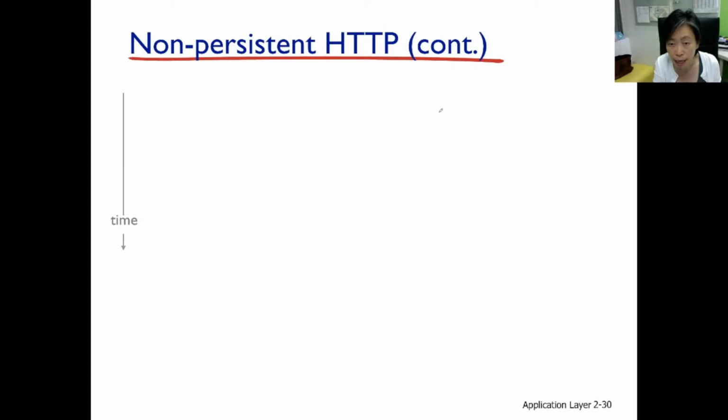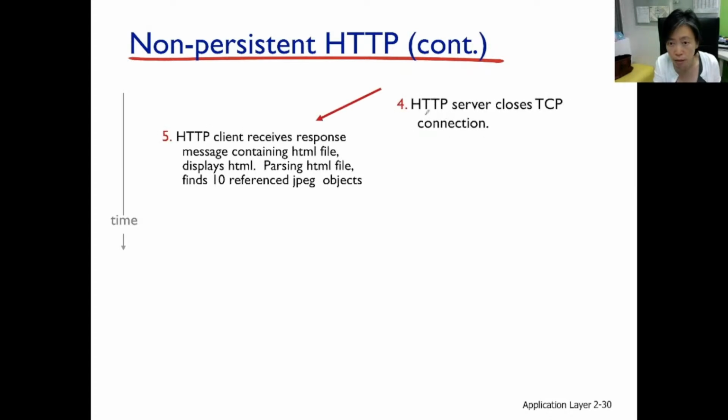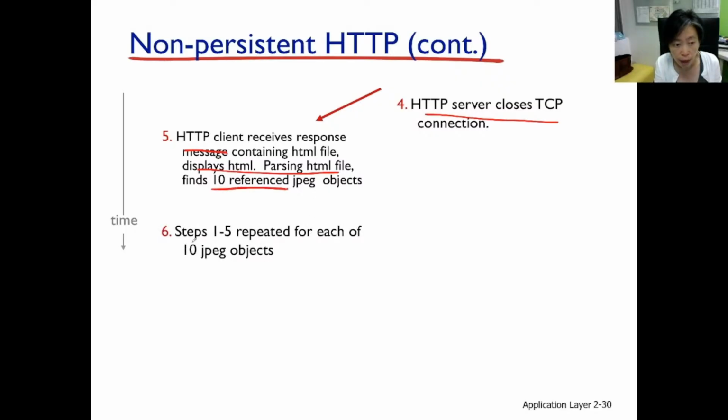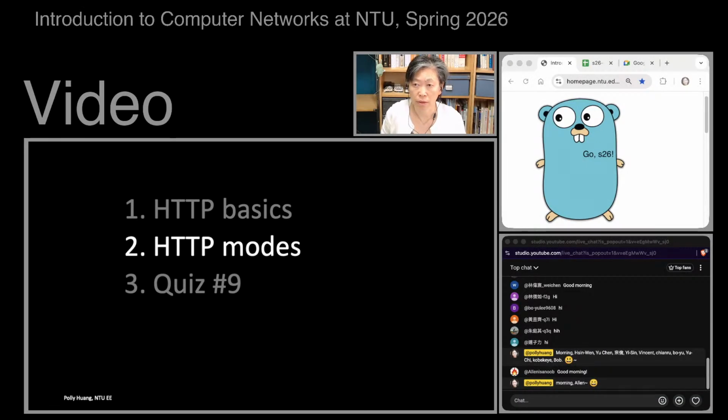Now, immediately after the response is sent, the server closes the TCP connection. HTTP client here receives the response, parses the HTML file and displays it. And in that process, it's discovered that there are 10 more reference objects to download. And the client then will repeat step 1 to 5 again and again and again, 10 times until all 10 objects are downloaded. All right, so you see there are 3 modes, right?